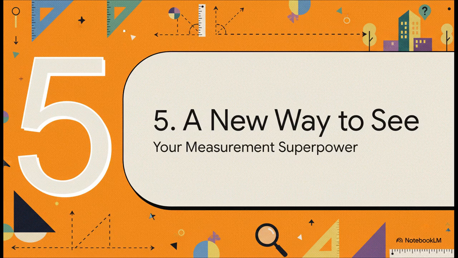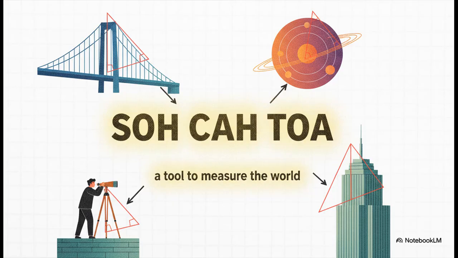So after all that, what have we really learned here? Because this is so much more than just a trick for a math test. You've basically just gained a new kind of vision. Think about it. Sohcahtoa isn't just a rule in a textbook. It's the tool that engineers use to design bridges, that astronomers use to calculate distances across space, and it's what you could use to figure out the height of a tall building just by standing back and measuring an angle. It's a way to measure the unreachable.